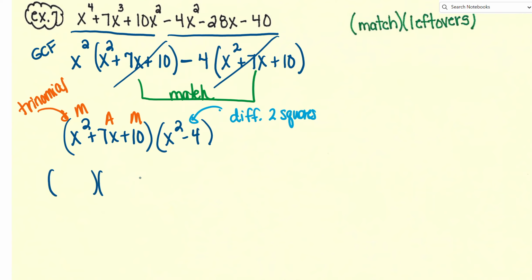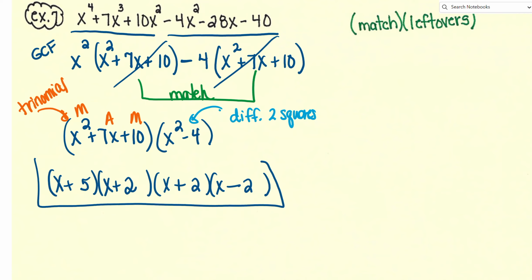So here, what multiplies to get x squared is x and x. What multiplies to get 10 but adds to get 7 is 5 and 2 with 2 plus signs. And then my difference of two squares, x and x. And then to get 4 is 2 times 2. I need a plus and I need a minus.